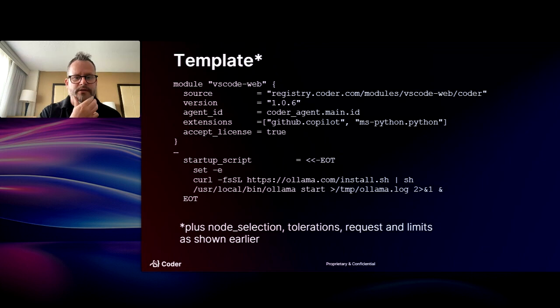So here's the template changes I did. I built off the template that we talked about last month, the one that had Copilot on it. So I still use the same module to install Microsoft's VS Code Web. This one doesn't have Code Server on it, just has VS Code Web.